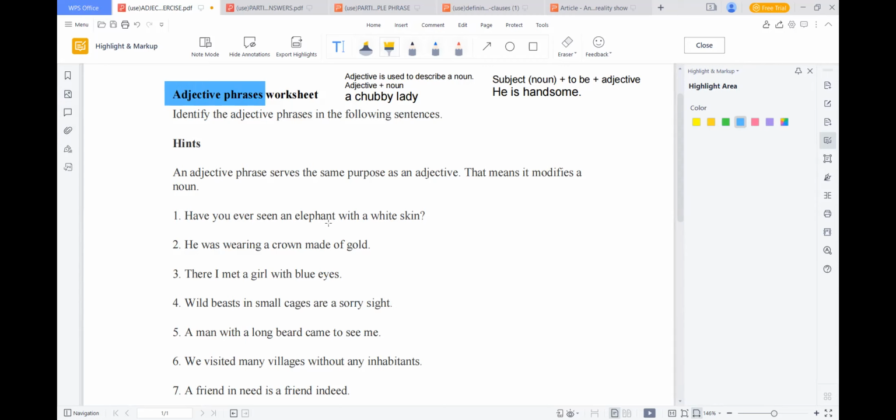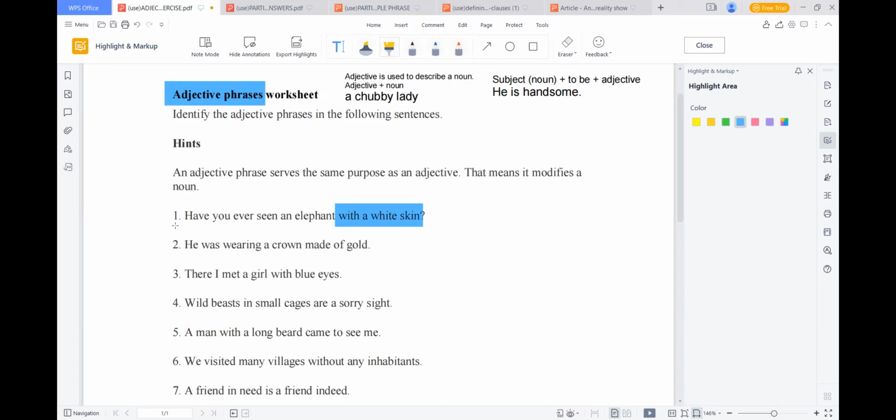Have you ever seen an elephant with a white skin? I'll show you the example first here. An elephant, which one? Can you tell me which one describes an elephant? Have you ever seen an elephant with a white skin? Which one describes an elephant? White skin. Yes, white skin, correct or not? So usually a phrase is the whole thing like this, with a white skin. Do you understand what I mean?